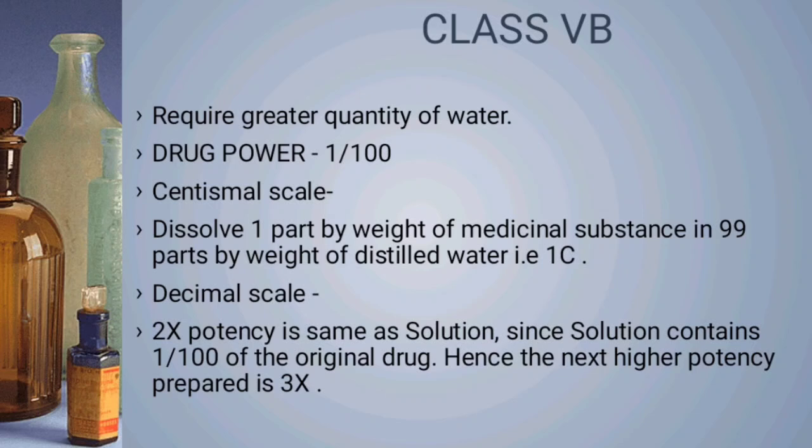So what are the examples under this 5B? Oxalic acid, picric acid, phosphoric acid, fluoric acid, kali bich, kali brom, hydrocyanic acid, antimonium tart, platina, cuprum, plumbum, kali chlor, borax, causticum. Again, causticum we read in 5A and are also reading in 5B. So these are all mineral and chemical sources, correct? By this we completed class 5A and 5B, which means class 5 is completed.